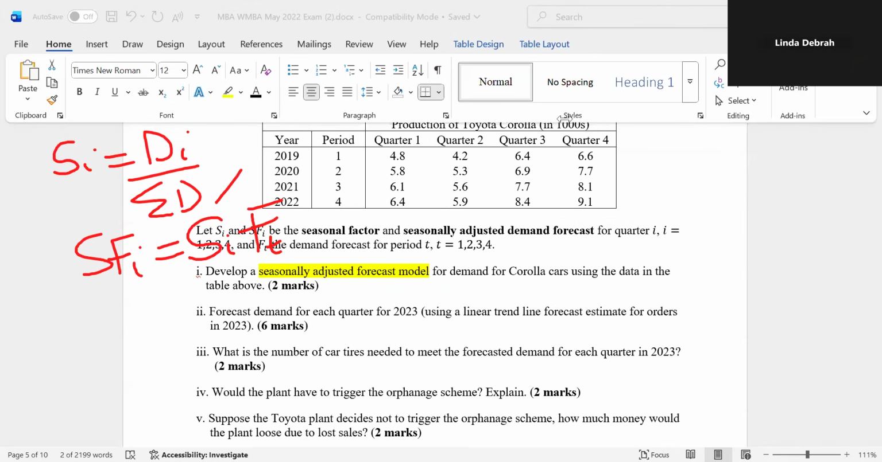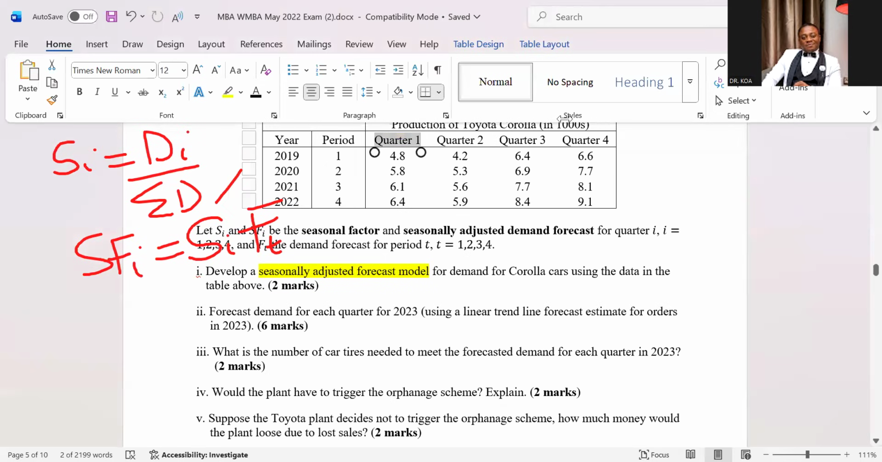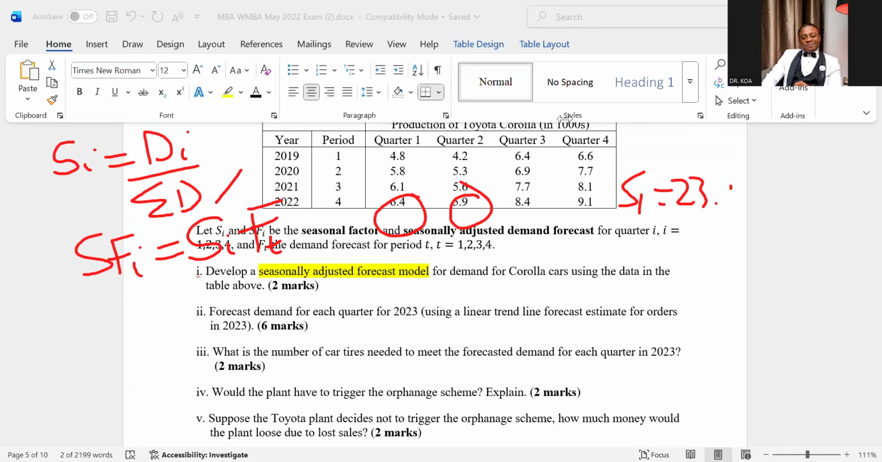Okay. Yeah, please, how did you get the factor, the 0.2 something? Have you calculated the totals under each? Yes. What was your first total? 23.1. So the S1 will be equal to 23.1 divided by the total of everything, which is 105.10. Okay. And you use that approach to calculate for each quarter.